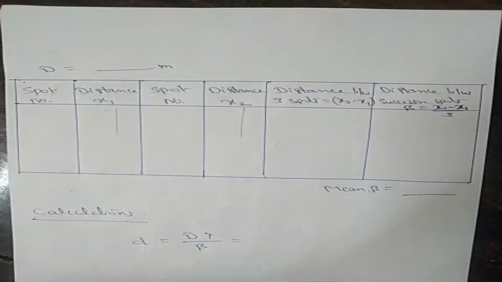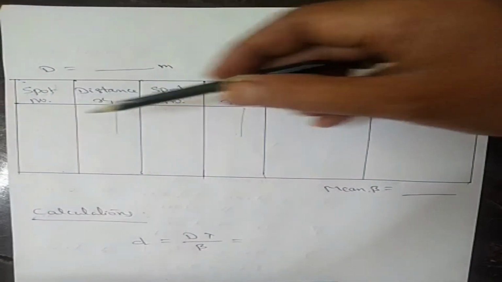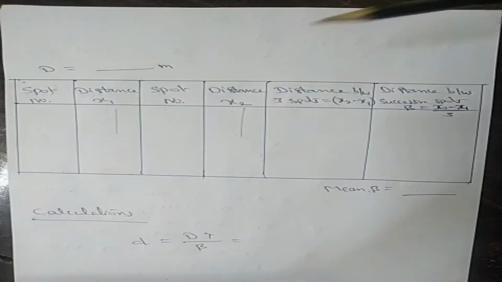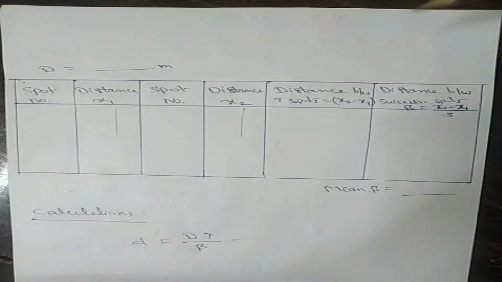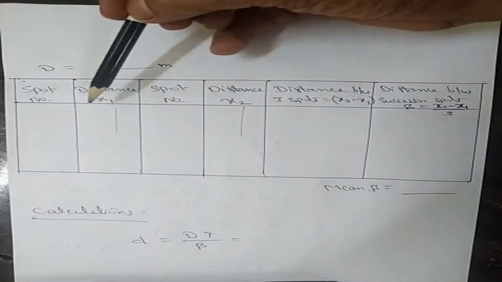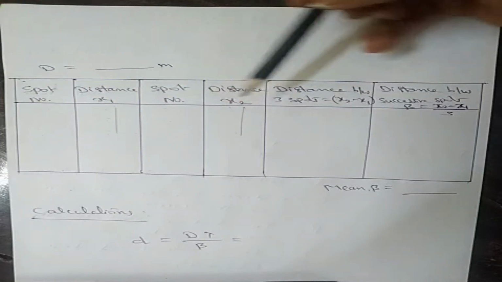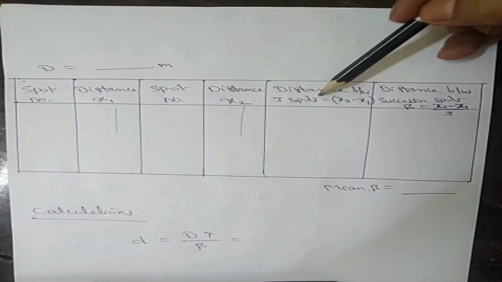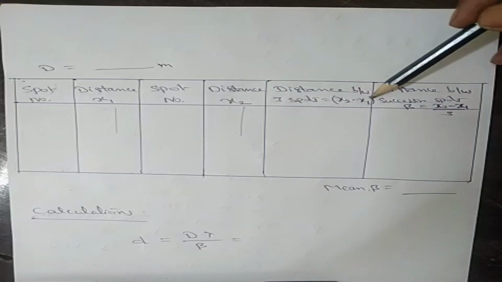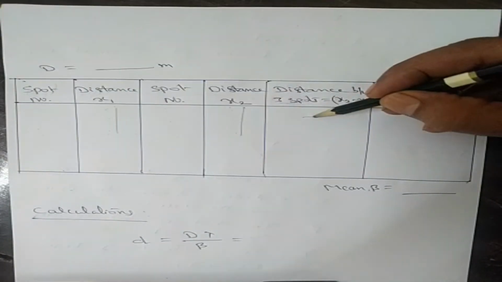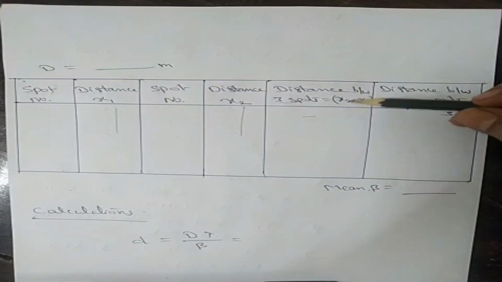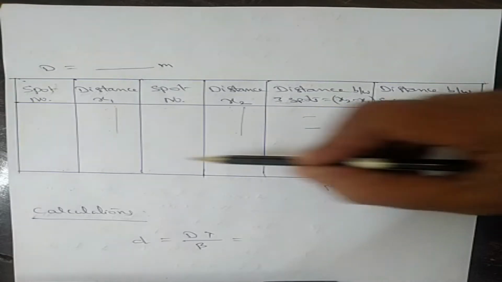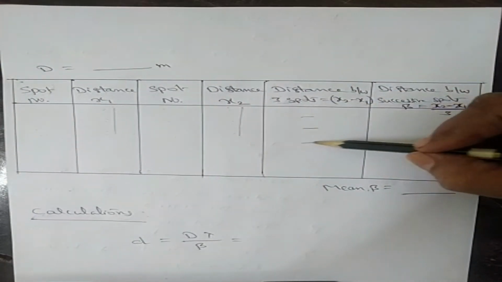Now let us see during the experiment how many spots we will get. Depending upon that we can mention the spot numbers, and then measure the distances x1 and x2. Once you know the distances x1 and x2, suppose the gap between x1 and x2 is 3 spots, then the distance between 3 spots is equal to x2 minus x1, the difference of these two. You have to write that down. Similarly, the second trial also gives the distance between 3 spots, and the third trial also.